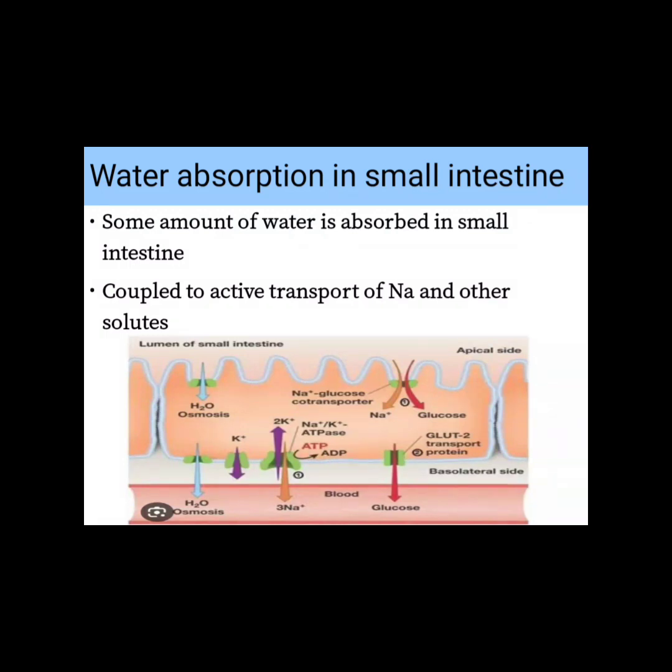Here we can see that sodium creates a concentration gradient across the small intestine. Then through the sodium glucose cotransporter, both sodium and glucose enter. At the same time, water also enters the lumen of the small intestine.